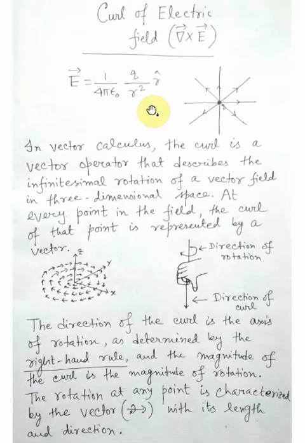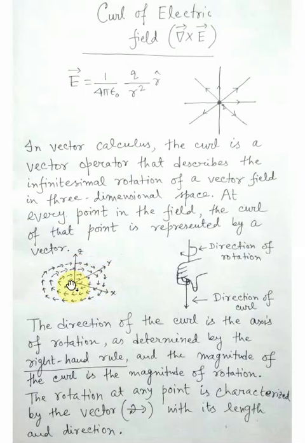Before discussing the curl of electric field, let me discuss what the curl of any vector field basically is, because otherwise you will not understand physically what is happening. In vector calculus, the curl is a vector operator that describes the infinitesimal rotation of a vector field in three-dimensional space. At every point in this field, the curl at that point is represented by a vector. This is a typical picture of a vector field which is rotating.